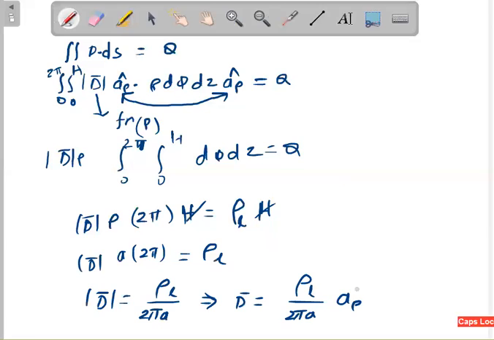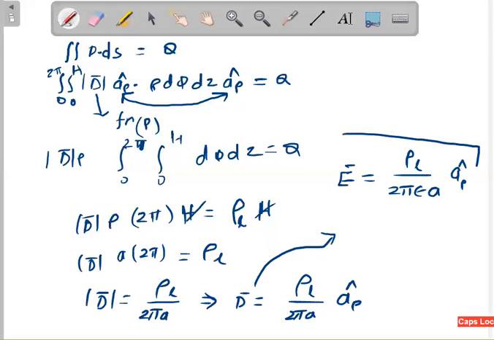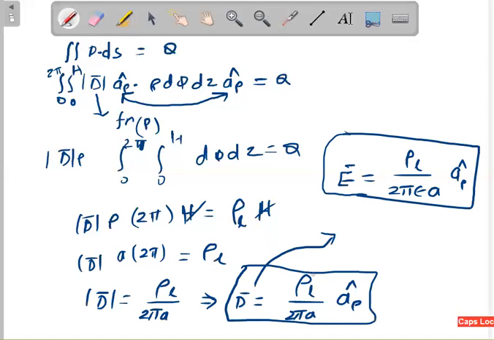Okay, a rho cap. And this is the electric flux density. From this, if you want to know the electric field, it is equal to what, sir? Rho l divided by 2 pi epsilon a rho cap. This is the final answer of electric field and electric flux density in the case of an infinite line. With the help of Gauss law, you can very easily derive the answers, electric flux or flux density. Is it okay? Can I move to the next one?